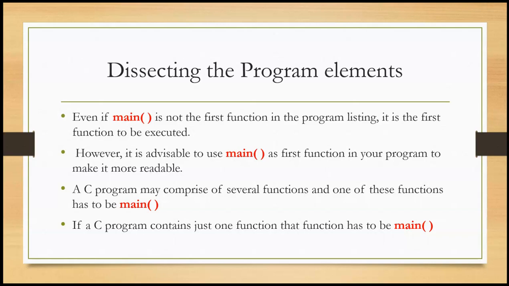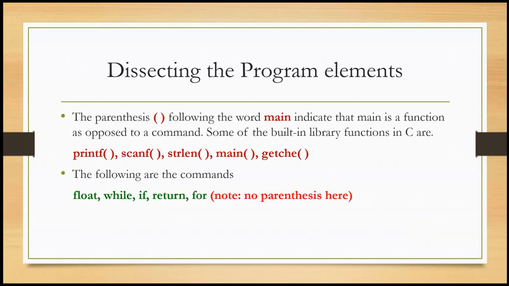A C program may comprise several functions, and one of these functions has to be main. If a C program contains just one function, that function has to be main. So a C program cannot exist without a main function. The parentheses following the word main indicate that main is a function as opposed to a command.